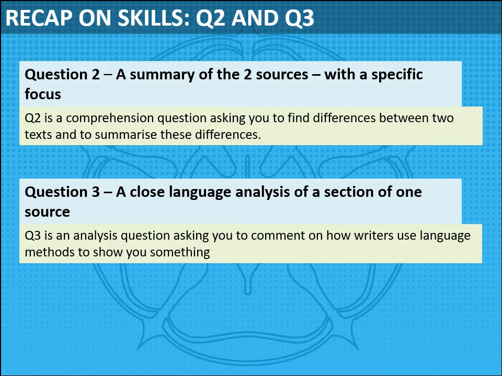For question 3, it's a close language analysis of a section of one source. So question 3 is an analysis question where it's asking you to comment on how the writers use language methods to show you something. It's really important that you understand the difference between those two questions. So take a moment now just to have a quick read over that again to make sure that you're very clear on what the difference is between question 2 and question 3.